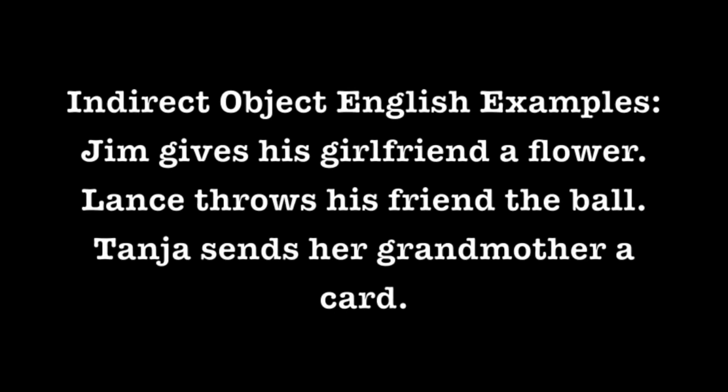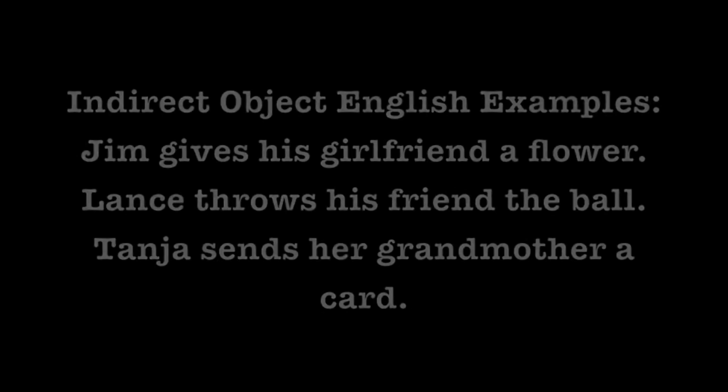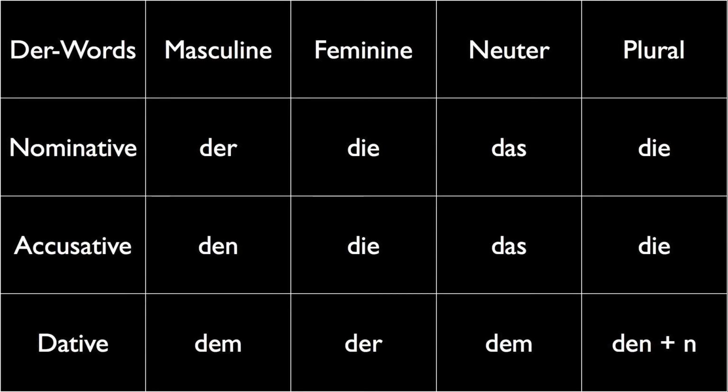Tanya sends her grandmother a card. Tanya is the subject, the card is what's being sent as the accusative direct object, and her grandmother is in the dative case, which would be the indirect object. In German, the words for the change depending on the case.